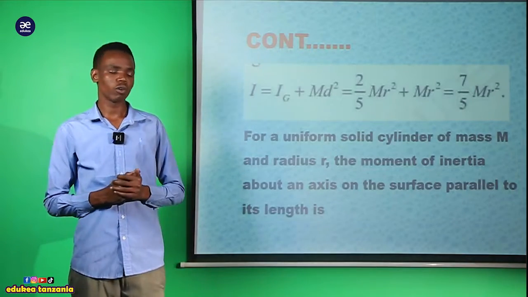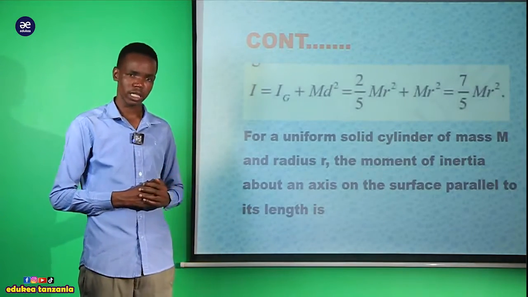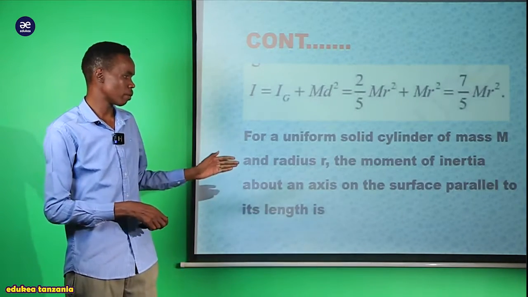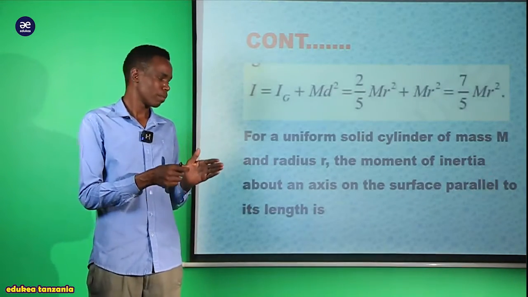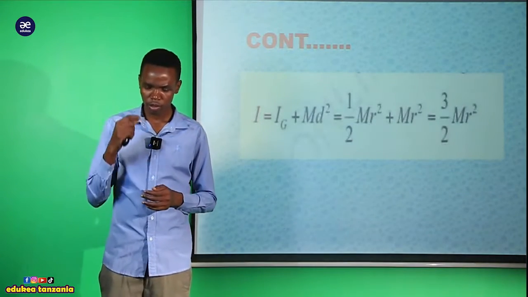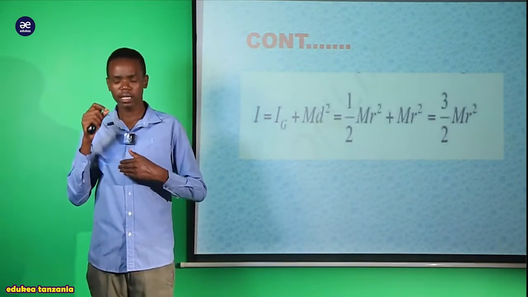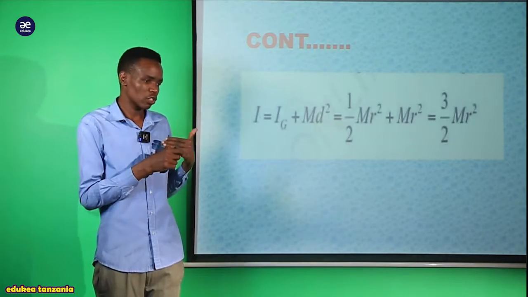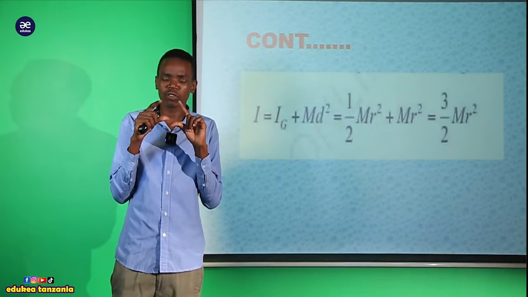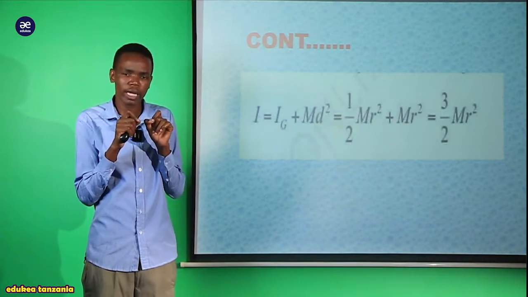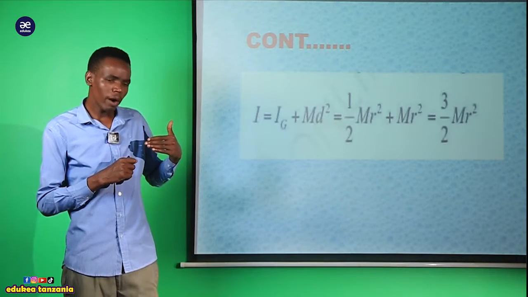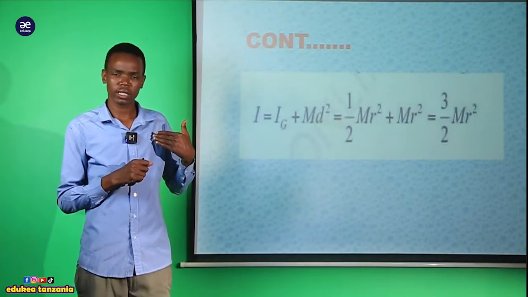That is what we are going to demonstrate, for the aim of obtaining the moment of inertia about an axis on the surface parallel to its length. So we could say that the moment of inertia through an axis equals the moment of inertia through the center, then we add md square. But we know that here we are talking about the solid cylinder.